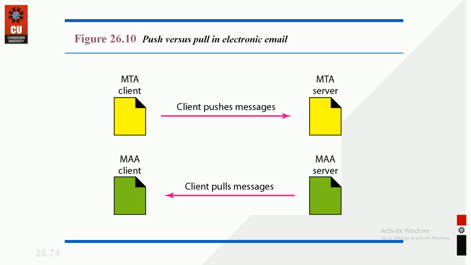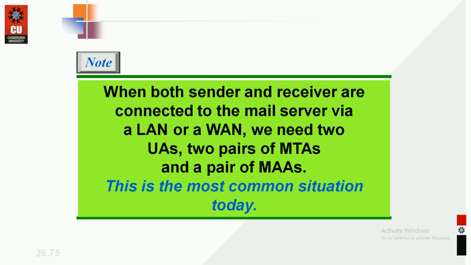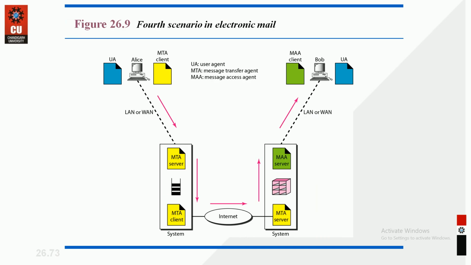Now push versus pull email. Push is when the client pushes the message, send and receive. In layman's language we can say send and receive. When the MTA client sends the message to the MTA server, we count that as the client pushing the message. When the server sends the message to the client, that is pull, right? When both sender and receiver are connected to the mail server via LAN or WAN, we need two user agents, two pairs of MTA and two pairs of MAA. I hope you understand these terms. MTA, message transfer agent, MAA, message access agent, right?